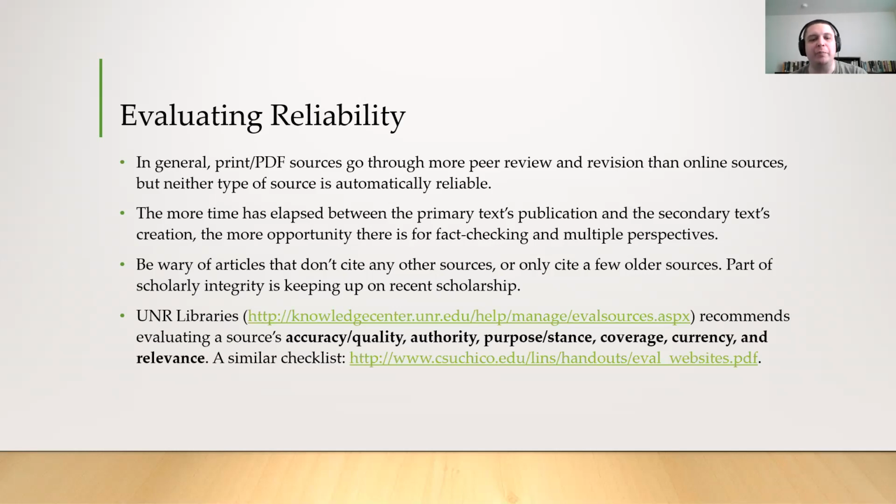A couple of checklists for you. UNR Libraries has a good checklist. They talk about accuracy or quality, authority, purpose or stance, coverage, currency, and relevance. And you see different versions of that coming up at different sites. My favorites are the ones that label this the CRAP checklist: coverage, relevance, accuracy, and purpose. Because as you research, you're going to find a lot of crap. Most of it lives up to its name. There's another one at CSU Chico if you want to stay a little bit closer to home.